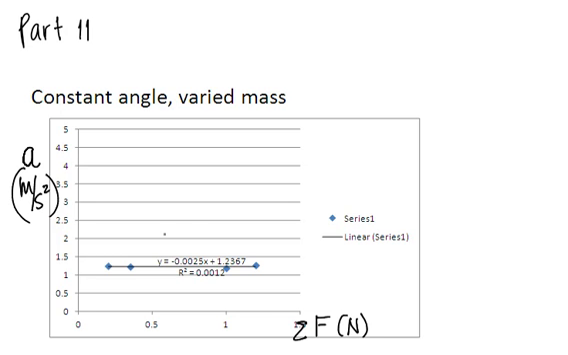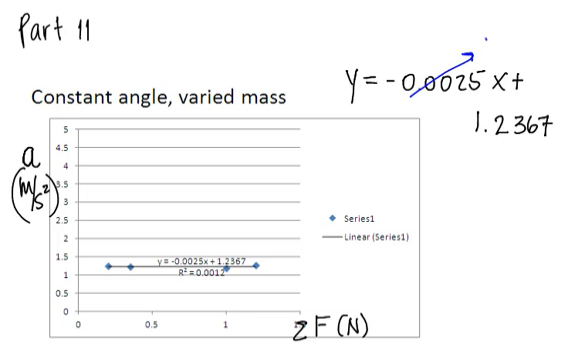All right, so now we get an equation that looks like y is equal to negative 0.0025x plus, I'm running out of space, so 1.2367. Okay. Can we say that this right here is approximately 0? All right, so we have almost a 0 slope. And y is acceleration. So acceleration should be equal to, well, if that's 0, then acceleration should be equal to 0.2367 meters per second squared.